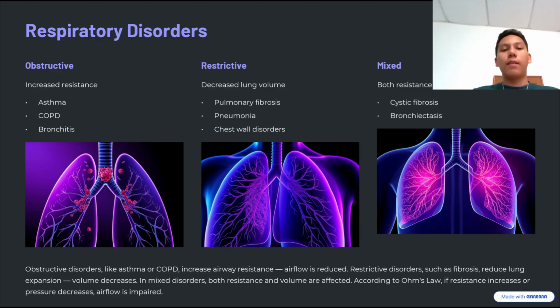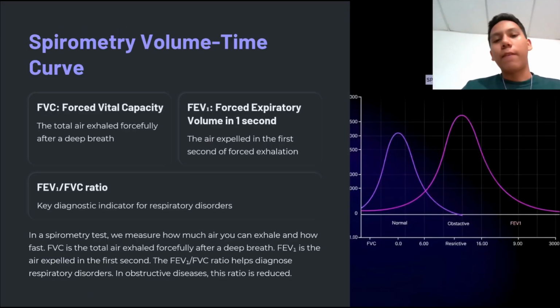Obstructive disorders such as asthma or COPD increase resistance in the airways. The airflow is reduced. Restrictive disorders such as fibrosis reduce lung expansion. The volume decreases. In mixed disorders, both resistance and volume are affected. According to Ohm's law, if resistance increases or pressure decreases, airflow will be affected.